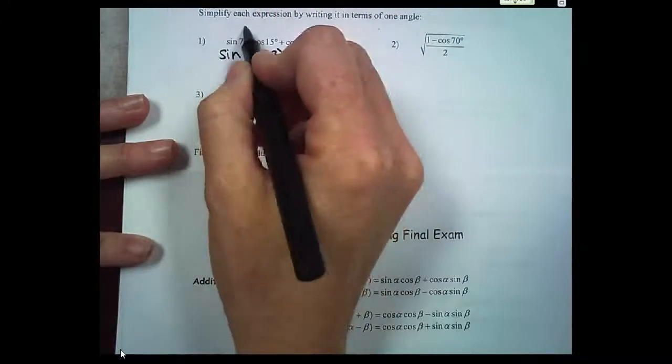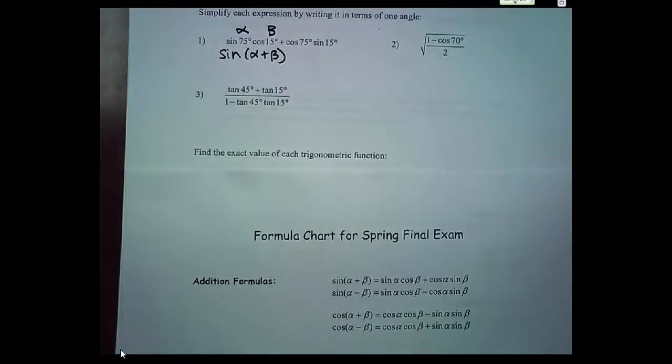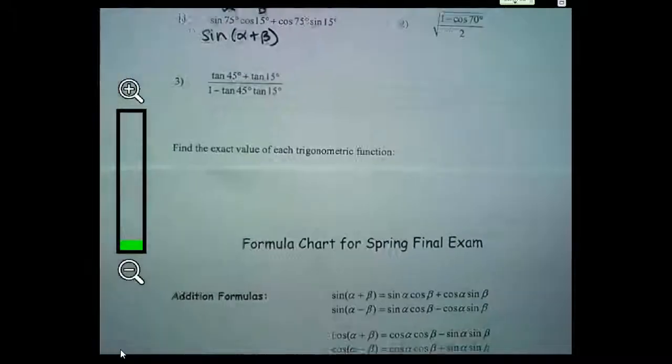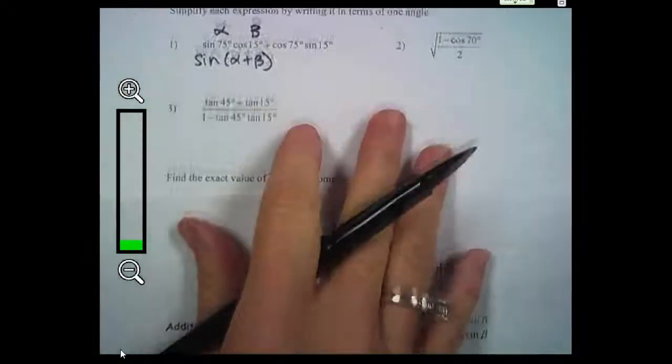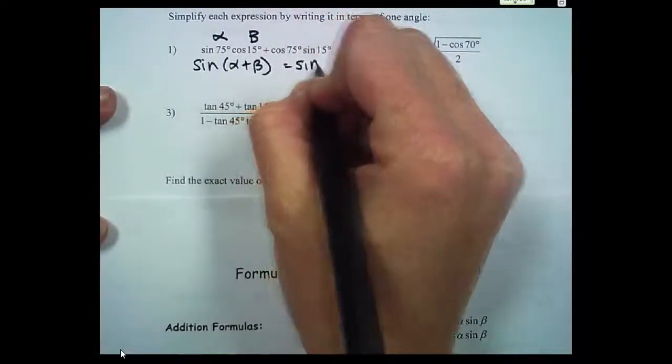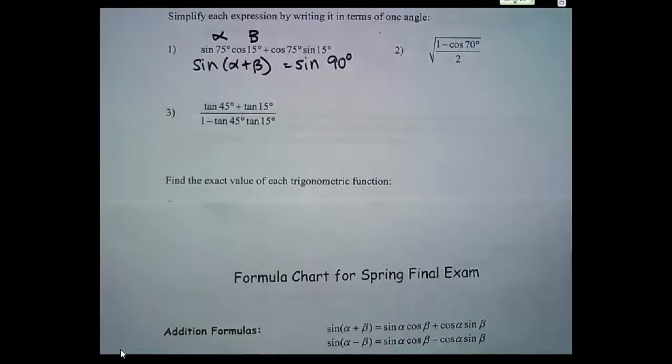Well, 75 is alpha and 15 is beta. So what's 75 plus 15? So all I'm asking for then is sine at 90 degrees. Now use your unit circle. Is 90 degrees on our unit circle? Absolutely. So find 90 degrees. What is sine at 90? 1. So the answer is 1.